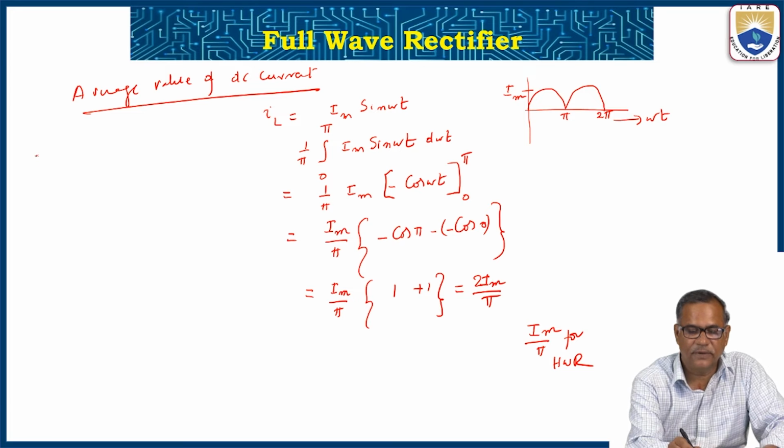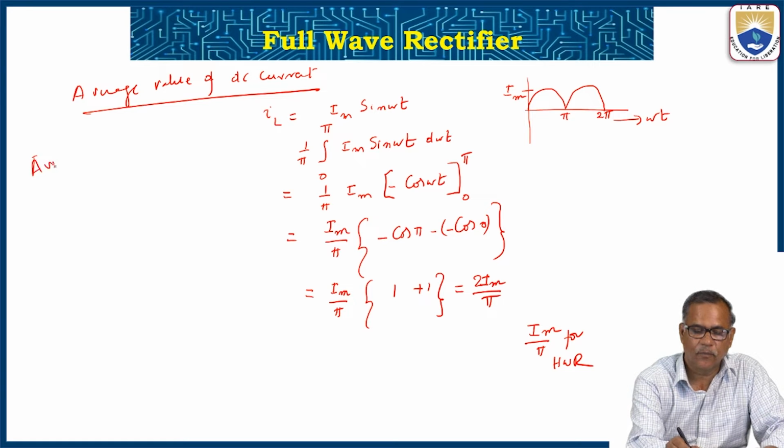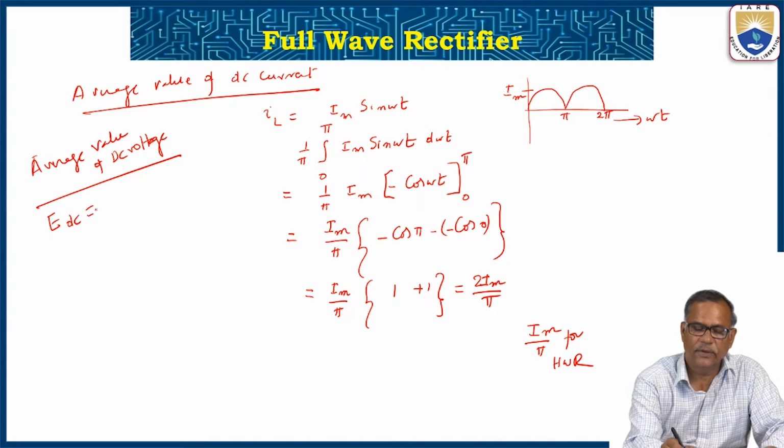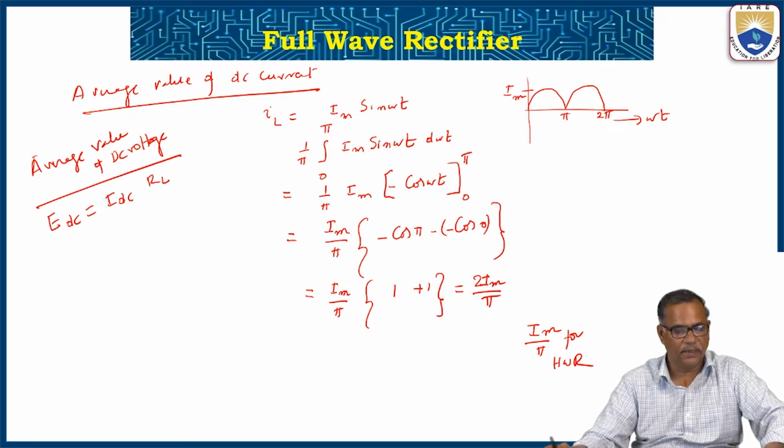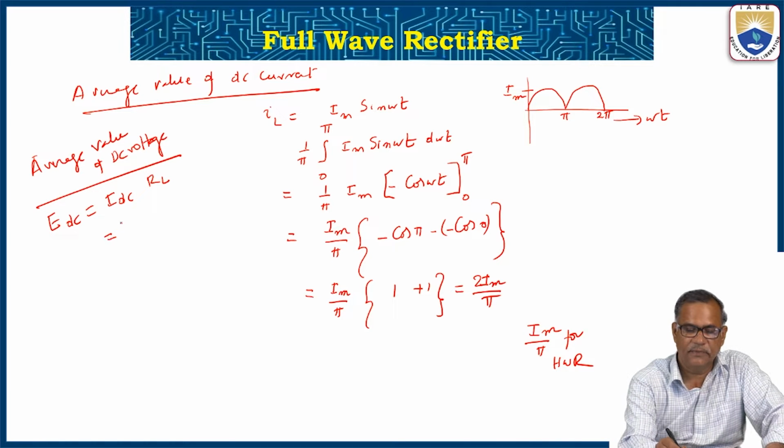So the average value of DC voltage, what is the voltage we have to apply? The Ohm's law, DC voltage, output DC voltage. So EDC is equal to IDC multiplied by RL. RL is the load resistor. So we get here, what is EDC? We have already calculated, the value is 2 Im by pi and multiplied by RL.